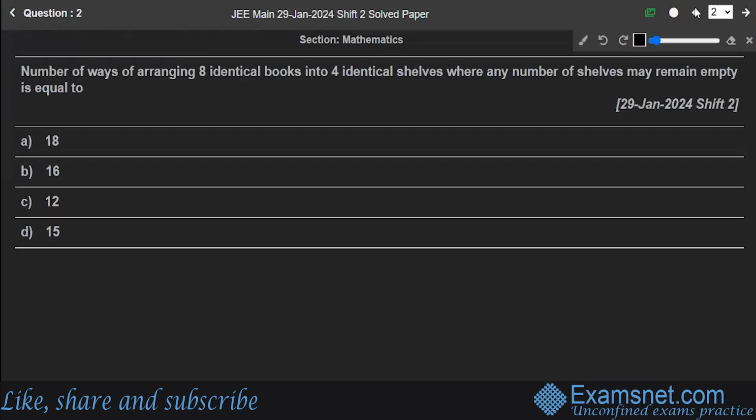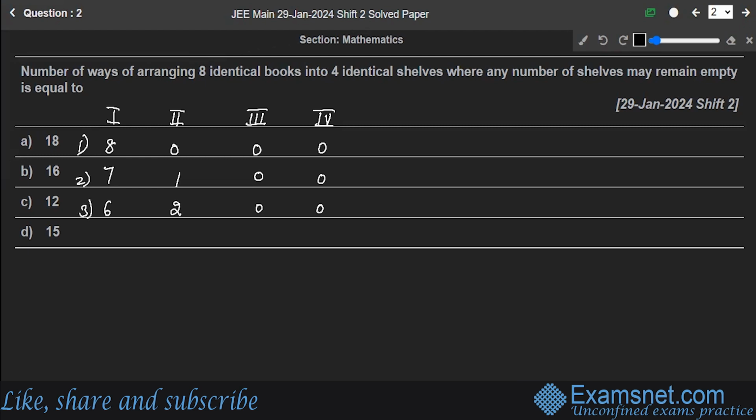Question number 2, number of ways of arranging 8 identical books into 4 identical shelves, where any number of shelves may remain empty, is equal to. So any number of shelves can remain empty. Let's say this is the first shelf, second, third, and fourth. First, I kept all the 8 books on the first shelf, none on the second, third, or fourth. Then 7 on the first one, 1 over here, 0, 0. Then a 6, 2, 0, 0.